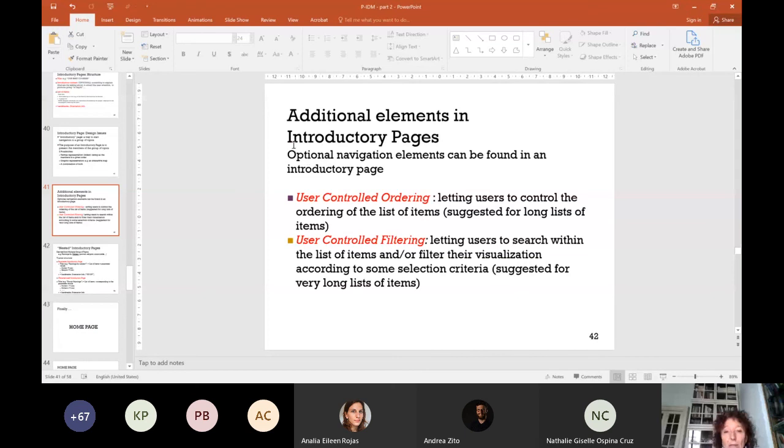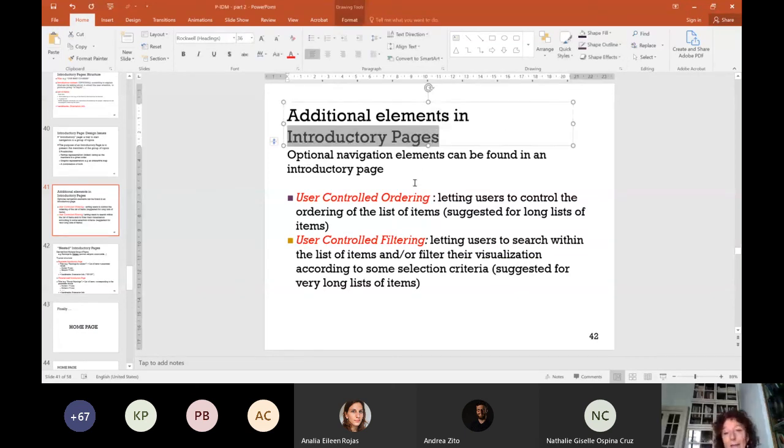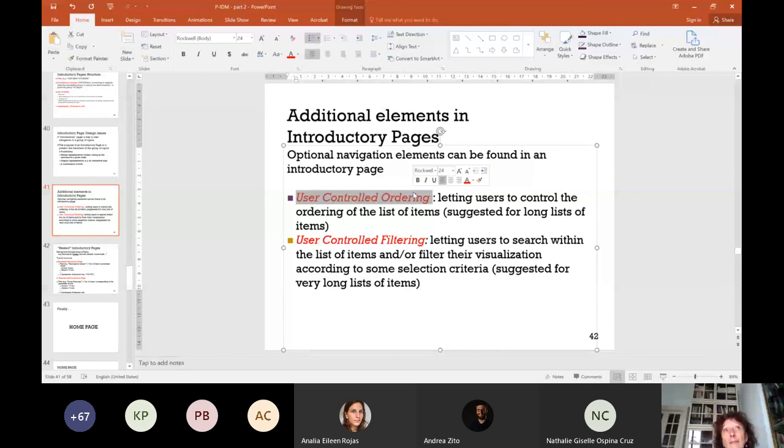Okay, in introductory pages, you might put other elements that are not modeled in IDM, such as interaction elements to control the order. So you want to reorder items according to a different order. You must have an initial order, such as temporal order, time-based order of elements, or alphabetic order by title. But you might decide that the user wants other ordering mechanisms, so you might introduce some interaction elements to enable the user to change the order or to filter the items within your page.